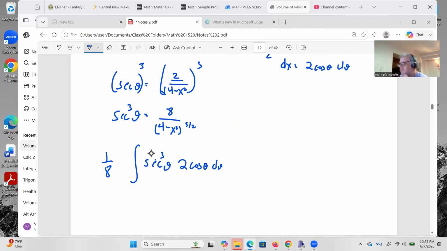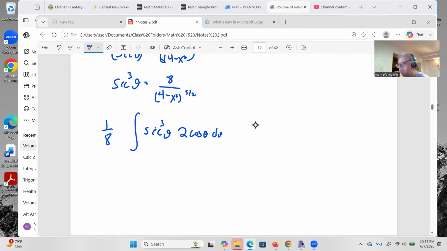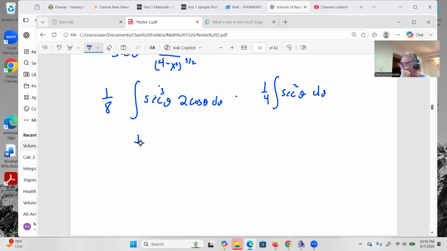And then if you remember some of the trig, you're going to say, wait a minute, secants and cosines, they get along pretty well. One cancels the other. So we're going to have 2/8, which is known as a fourth. So we have 1/4 integral of secant squared theta d theta. Oh, that's not too bad. That's one of those integration facts we're supposed to know. So that's just going to be 1/4 tangent of theta plus c.